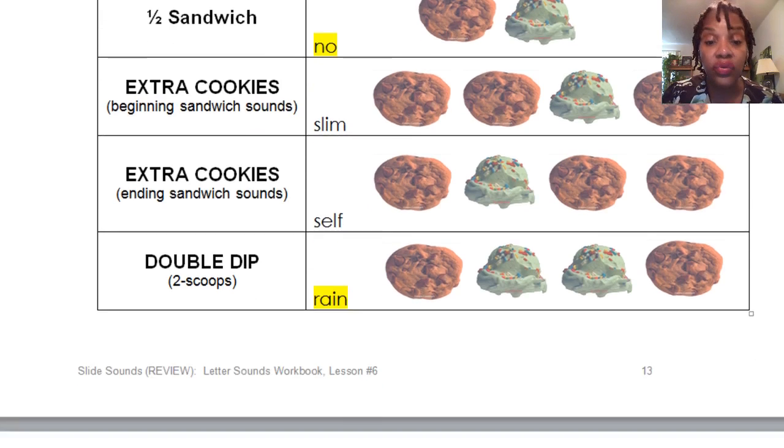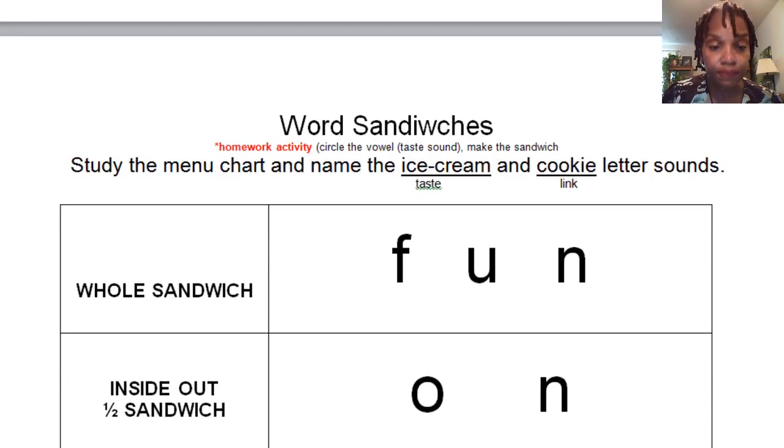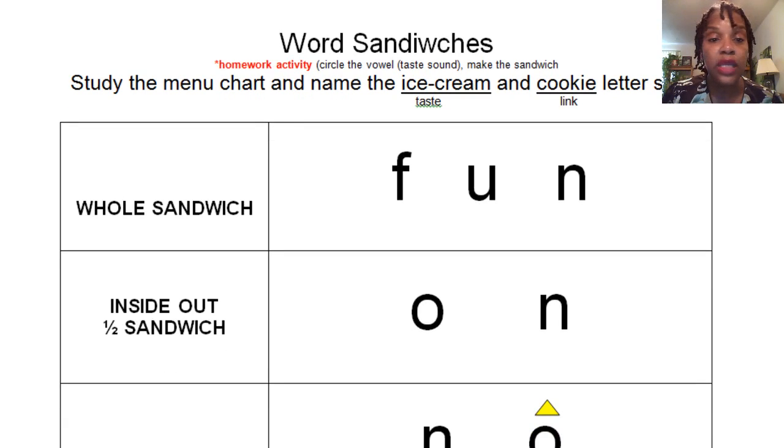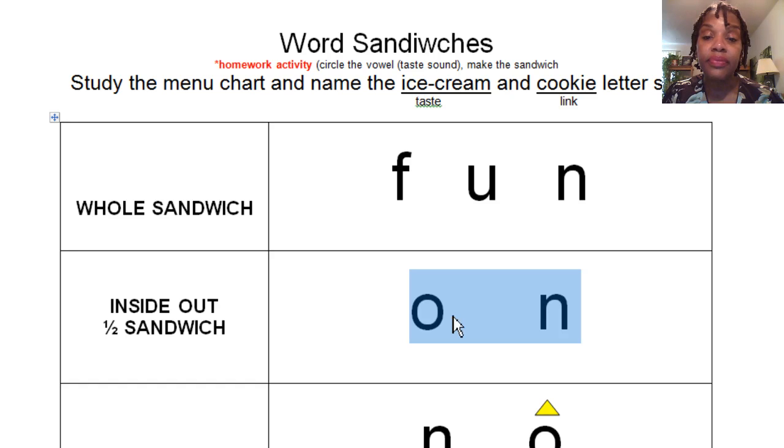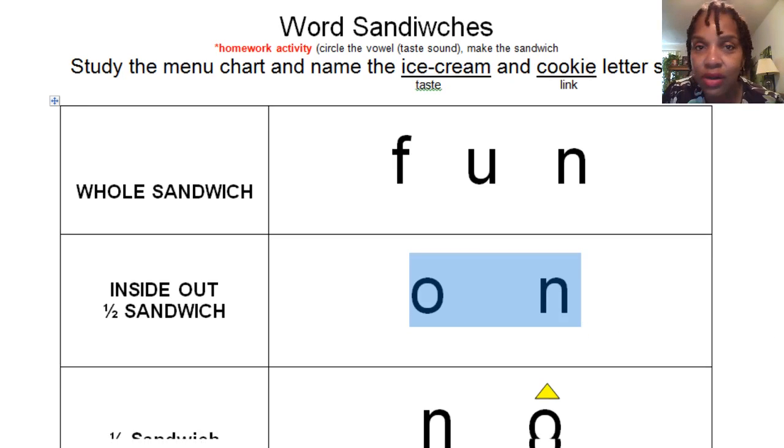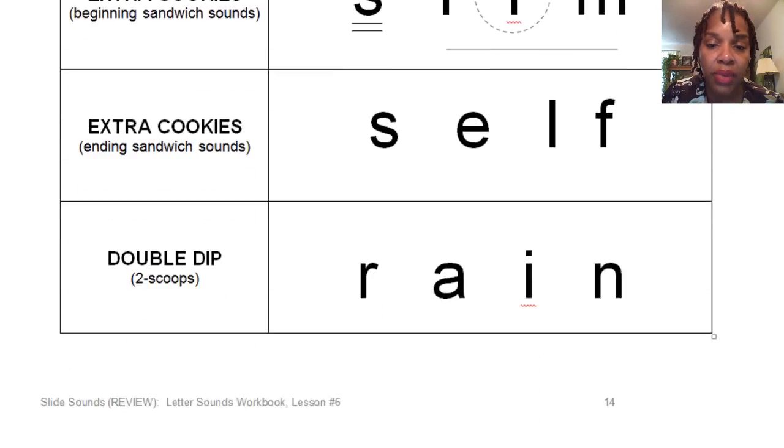that we're going to learn over and over and over in future classes, all right? So this is a part of your homework activity. So all you're going to do is, I took away the pictures or the images. So all you're going to do here is circle the ice cream sound, and then make the sandwich by underlining the cookie sounds on the left and right, right? Or make the sandwich by underlining in a half sandwich. I'm sorry, I'm rambling. All right, so that's in your homework packet.